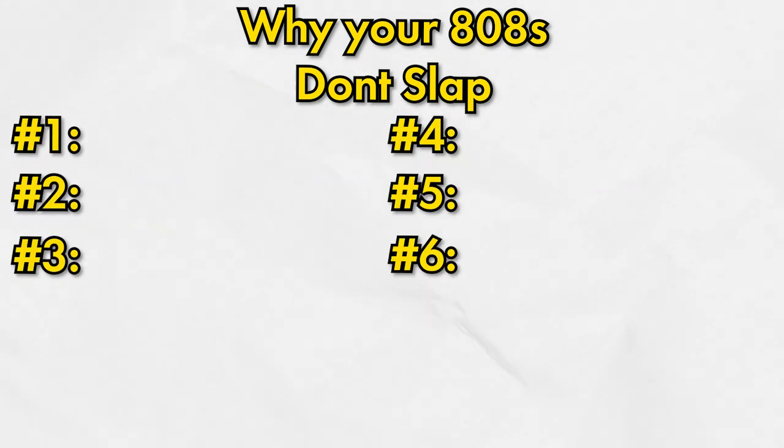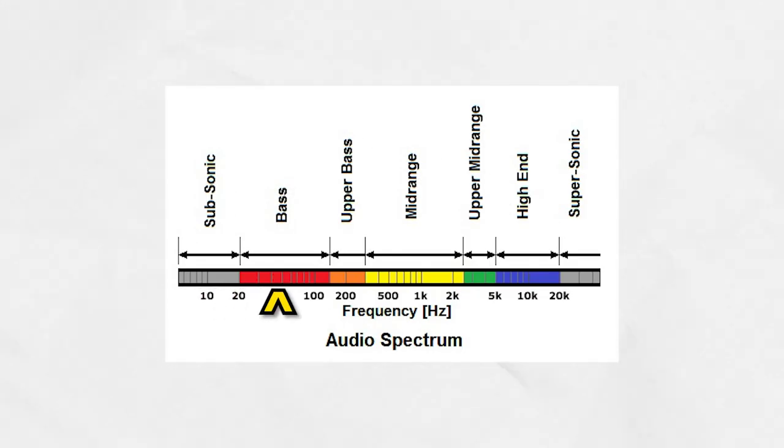First reason your 808s don't slap is because you're using distortion. Now let me explain. A lot of distortion plugins will take all the frequency in the low end and redistribute it to the mid range and the high frequencies. Now this is cool because you get a nice crunch, but you lose all that sub, which really blows, man. Let me show you what I mean.